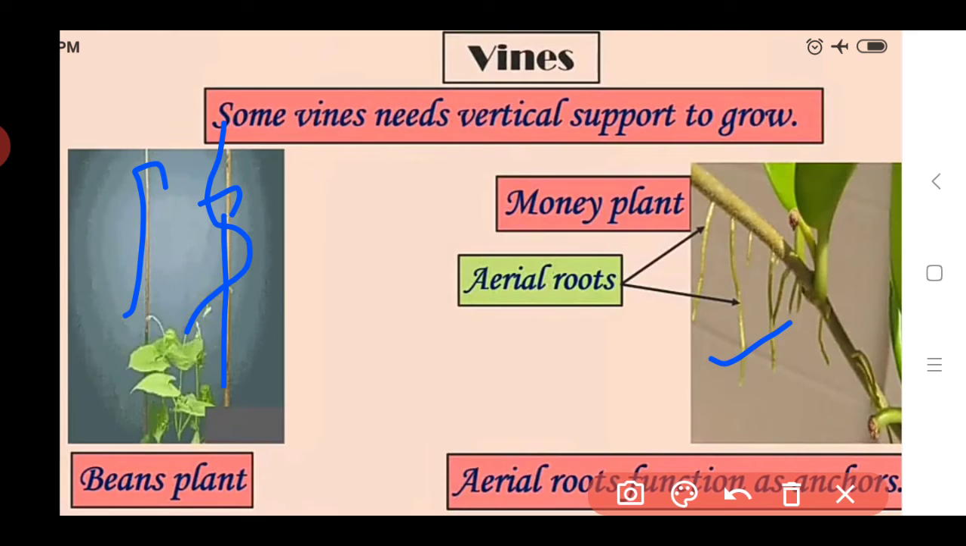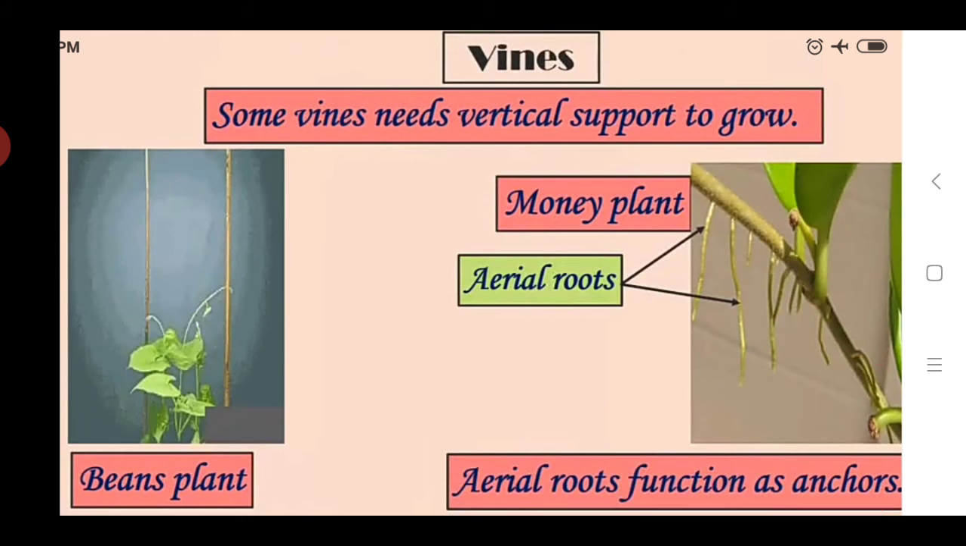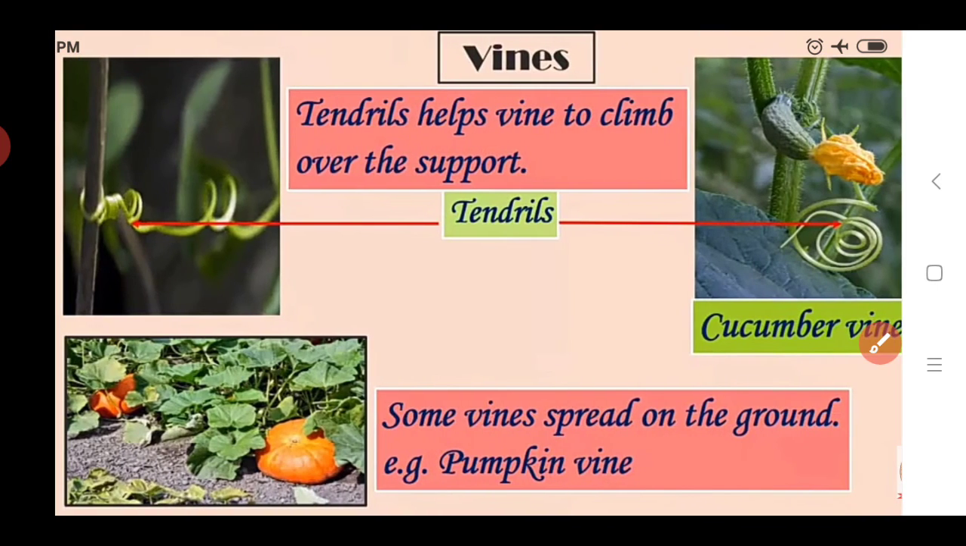It cannot withstand by itself like a tree or shrub. So it requires support. Okay. For this, some plants have tendril-like structures, and some plants, for example money plants, have aerial roots. With the help of these aerial roots, it can find the supports and attach to the host. Okay, so some vines have tendrils.